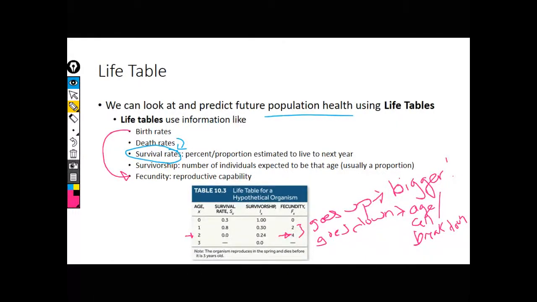I'm going to go ahead and stop there today. On Monday, we're going to start with some population statistics, and we're going to work through actually being able to predict year-to-year population size using this very life table setup.